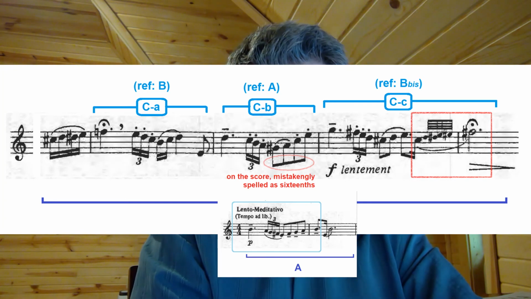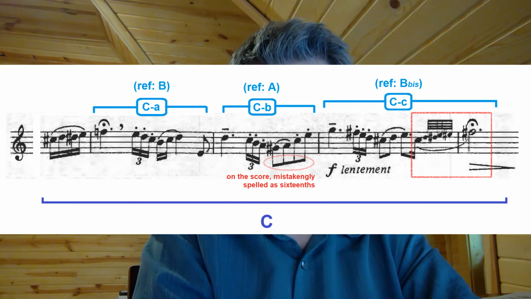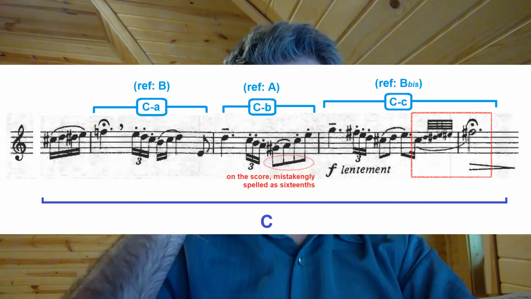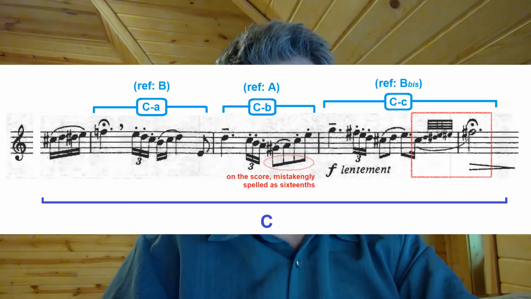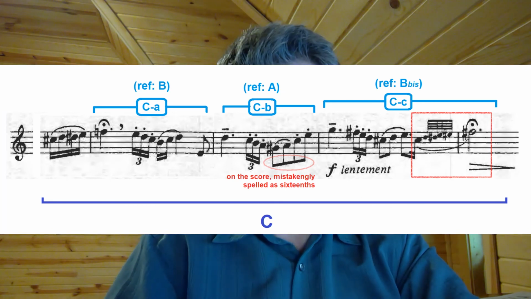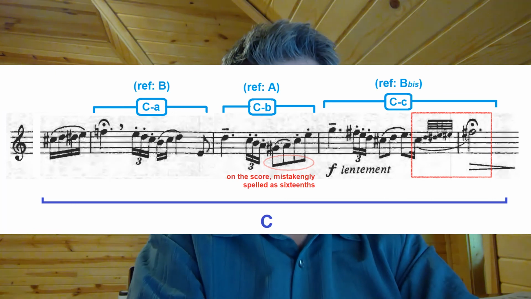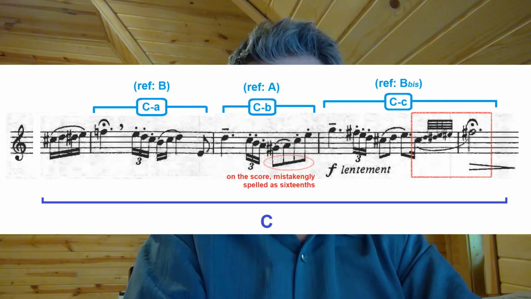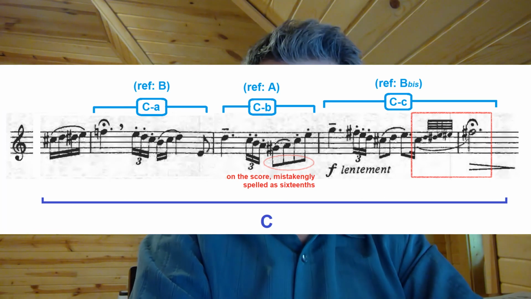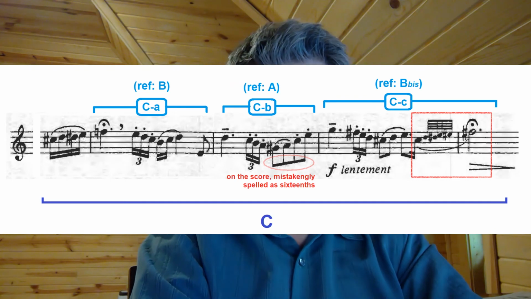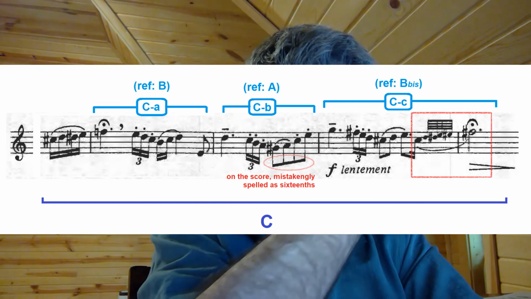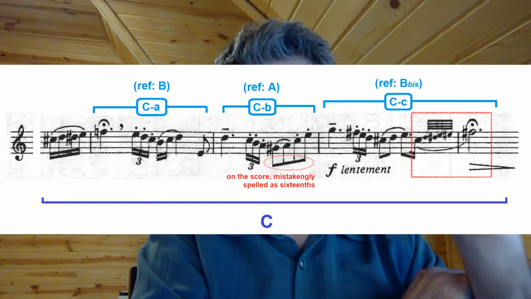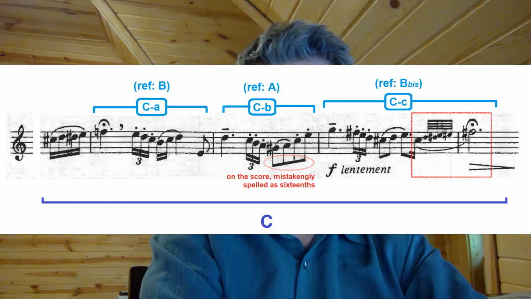By the way, I have to point out that in the French edition, this is mistakenly reproduced as 16ths without any indication of change of rhythm. It doesn't make any sense at all. So it's clearly a misprint, okay? And then going to C-C, well, you can correlate it to B bis, even in the glissando gesture.